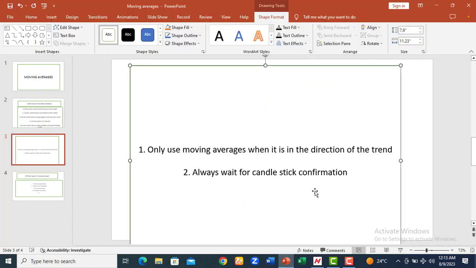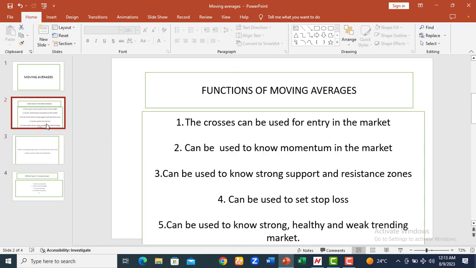Always wait for candlestick confirmation before you go long or go short for a particular chart or particular candlestick. So let's go to the chart. The first thing we have on our slide here is that the crosses can be used for entry in the market. You can use the crosses to take entry in the market.